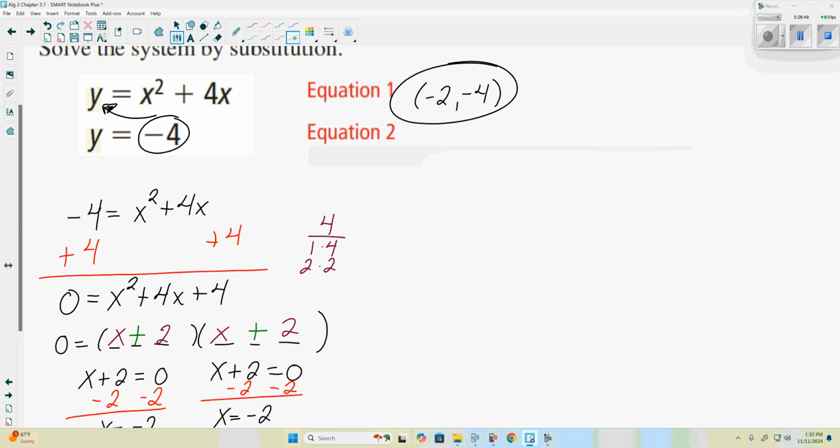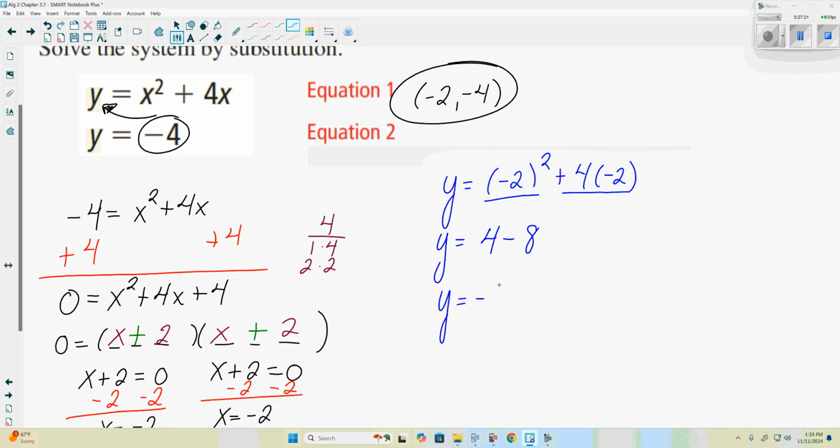If that seems weird, I can still plug -2 back into the one equation that does have x. I can't plug it into the second one because y equals -4 does not have an x, but the first one does. Now our -2 squared, -2 times -2 is 4. 4 times -2 is -8. 4 minus 8 is indeed -4. So the one point that works is -2, -4.